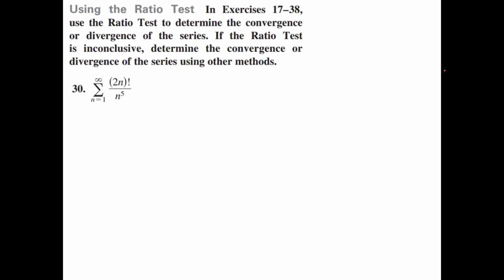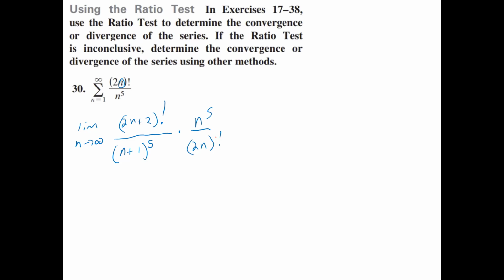So same instructions. Use the ratio test. If the ratio test is inconclusive, determine the convergence or divergence using another method. Okay, so again, ratio test, we're going to take the limit as n goes off to infinity. When we substitute in for n plus 1, we will get 2n plus 2, because the whole thing gets multiplied by 2. So you get 2n plus 2 factorial. And then in the denominator, we get n plus 1 to the 5th power. That's the a sub n plus 1. And we multiply by n to the 5th power over 2n factorial.